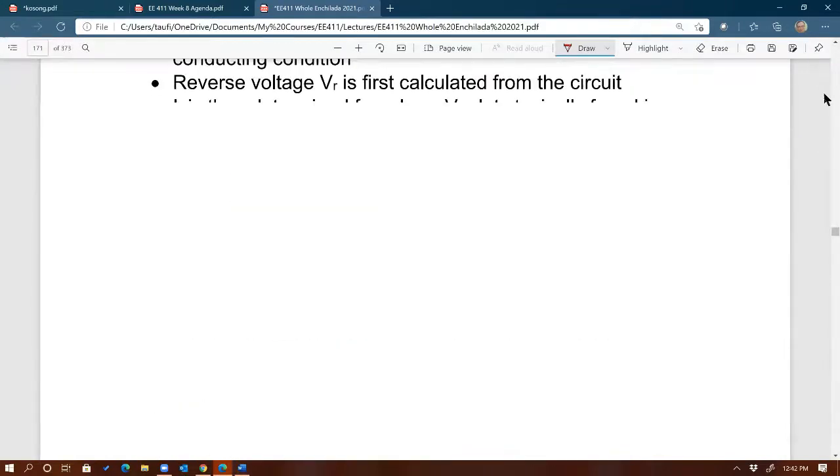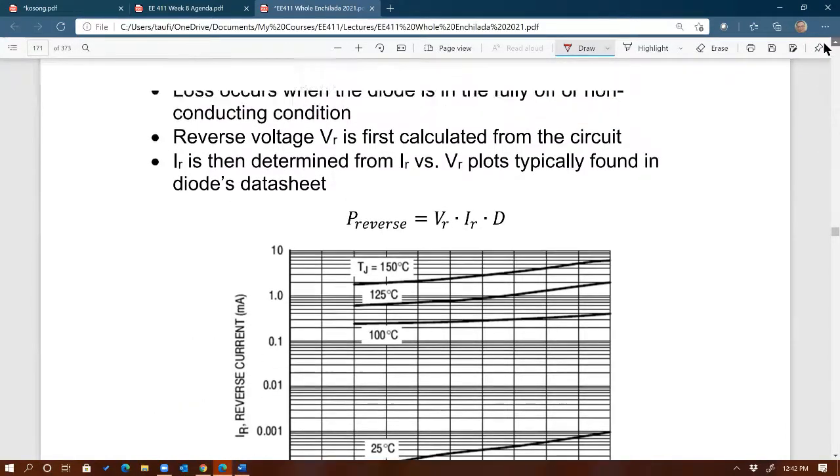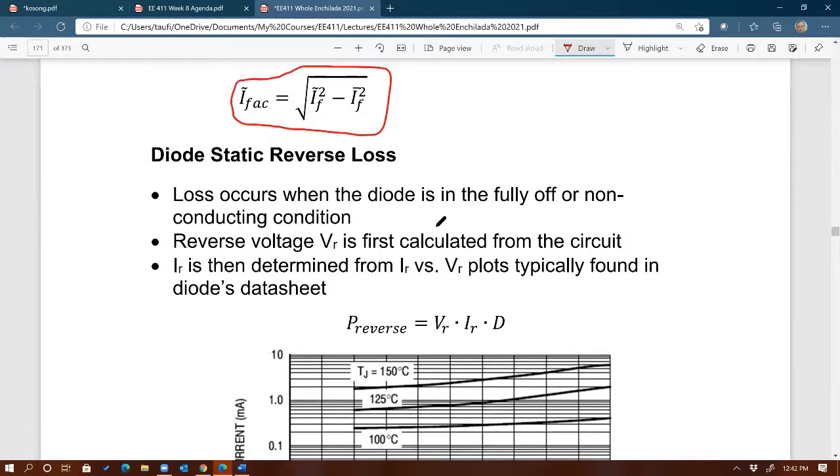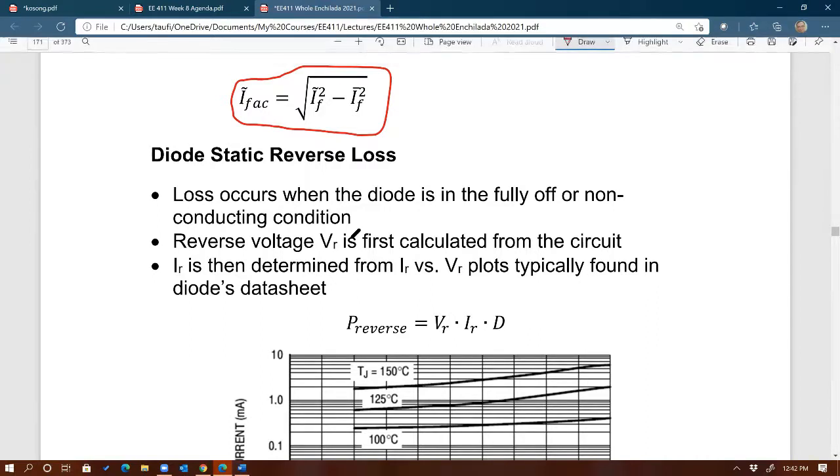Okay. Reverse loss occurs when the diode is in the fully off or non-conducting condition. So you have to know the reverse voltage. That's what you learn in EE410 as well. For example, in a buck converter, what is the peak inverse voltage of the diode? That's the same as the reverse voltage that you need for calculating the loss. So PIV, what is the peak inverse voltage of the diode in a buck when it's off?